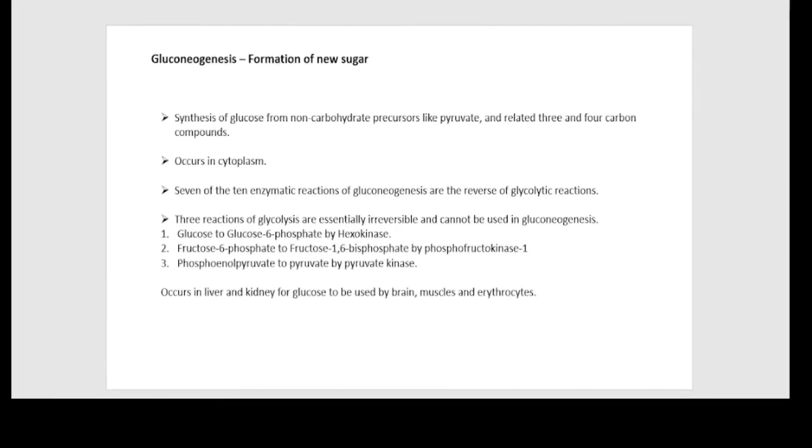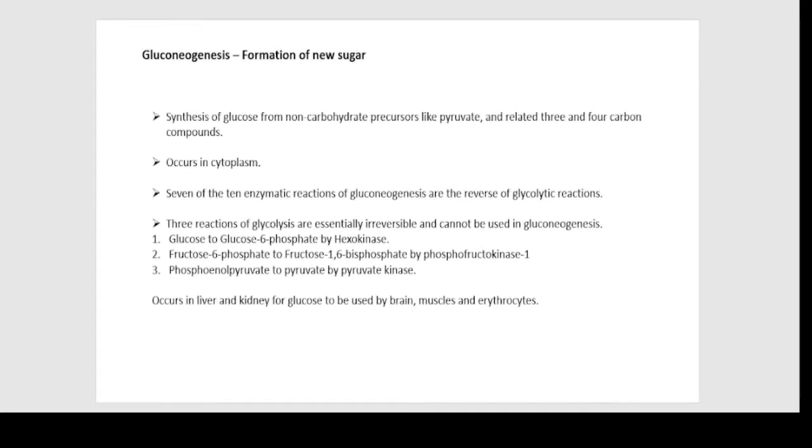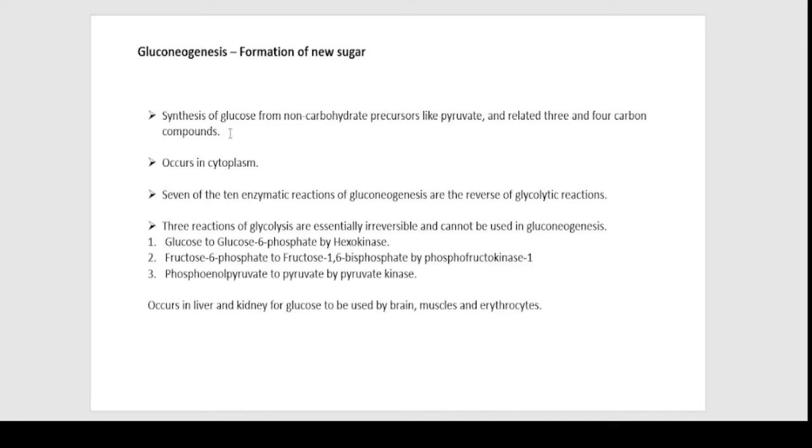Gluconeogenesis literally means formation of new sugar. In this process, glucose is synthesized from non-carbohydrate precursors like pyruvate and other related 3 and 4 carbon compounds like citric acid cycle intermediates. This process occurs in cytoplasm. This process is the reverse of glycolytic reactions, but only 7 of these 10 enzymatic reactions can participate in gluconeogenesis.